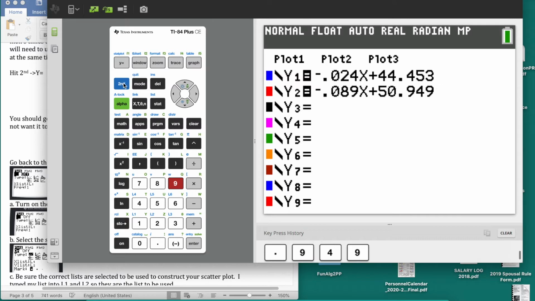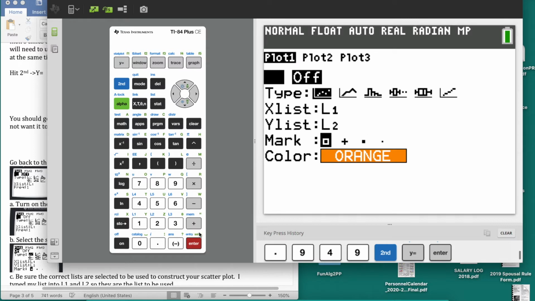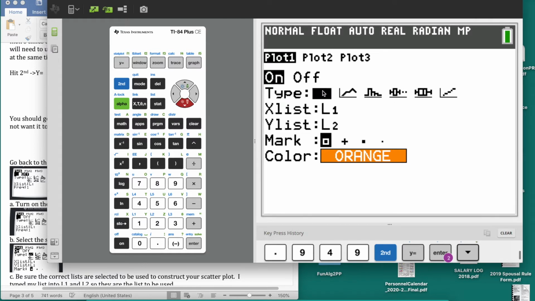I'm now going to go to the scatter plots, second y equals, and I'm going to turn on my 2 plots. So the first one, turn on needs to be highlighted. Scatter plot is already highlighted here. If you have a different graph that's highlighted here, make sure the scatter plot is the one that's highlighted. And we have L1 and L2. So that is the years versus the men's time.